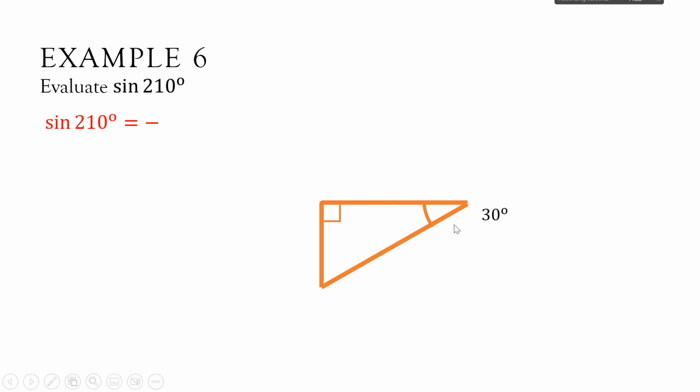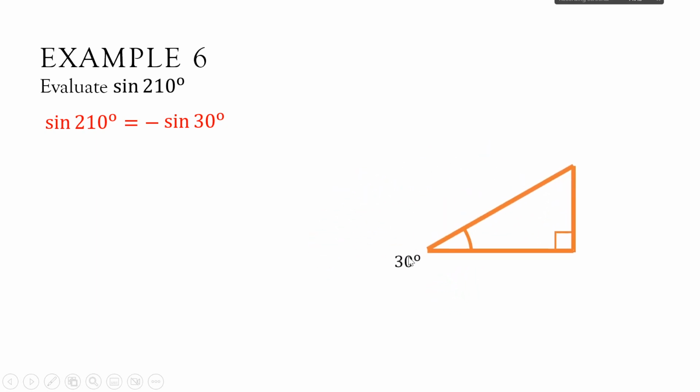And using this idea, I can say that sine of 210 is the same thing as negative sine of 30 degrees, because this 30 degrees was derived from the 210. So we know how to deal with sine of 30. I'm going to go ahead and flip this around so that it looks a little bit more familiar for us. We know what a 30, 60, 90 triangle looks like. A 30, 60, 90 triangle has a ratio of 1, 2, square root of 3.